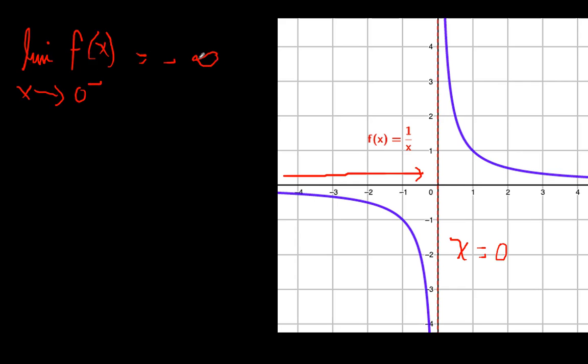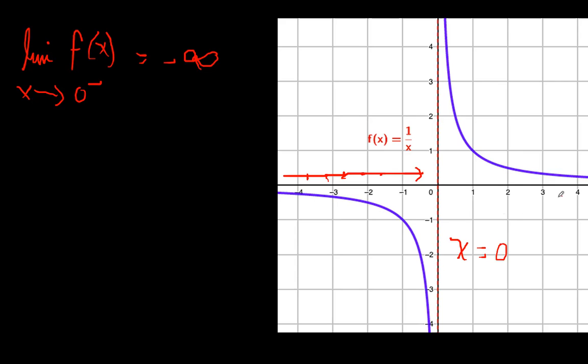Why negative infinity? Because the graph is moving downward without bound. If we substitute all the values of x which are close to 0 from the left, the value of the function f of x is going down and down and down without bound. Now, how about on the other side?